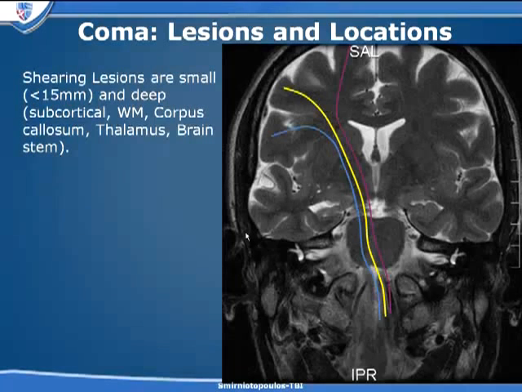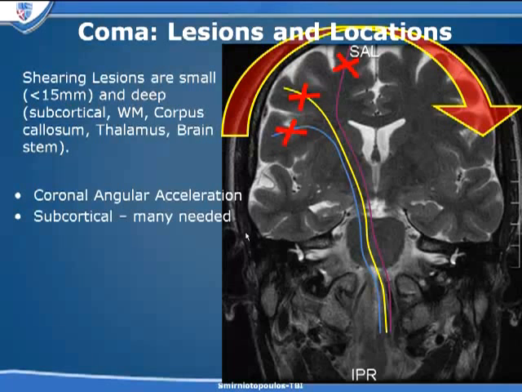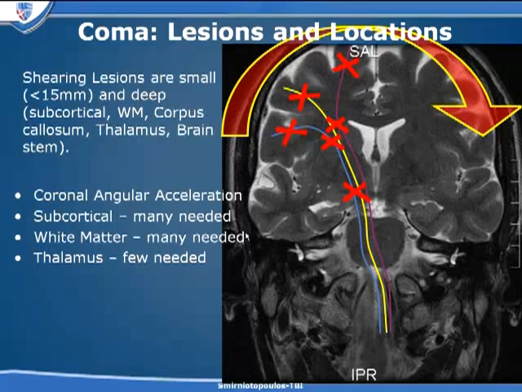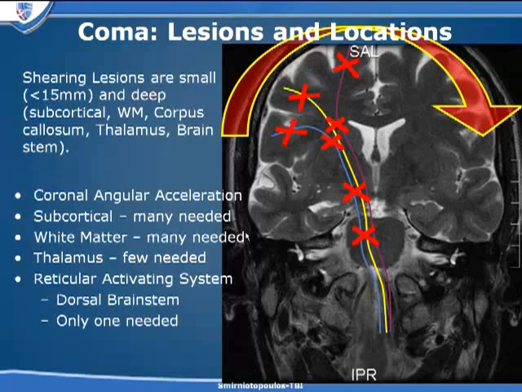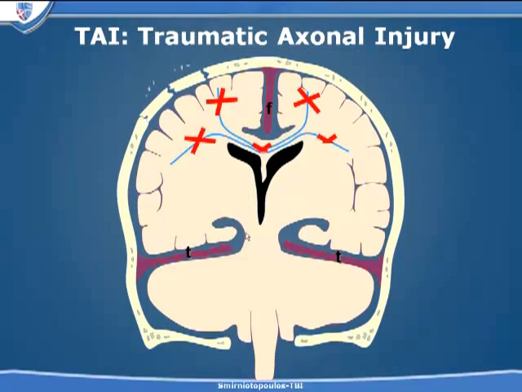So in this coronal brain image, we might imagine that some patients, after having a coronal angular momentum, will develop lesions that are subcortical, lesions that are in the deep white matter, lesions in the thalamus, and also lesions in the brainstem. And again, this is a very, very complex set of neurologic possibilities, and in any particular patient there may be a combination of lesions.